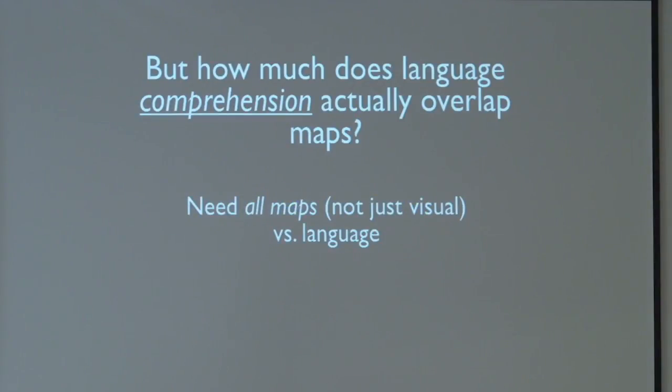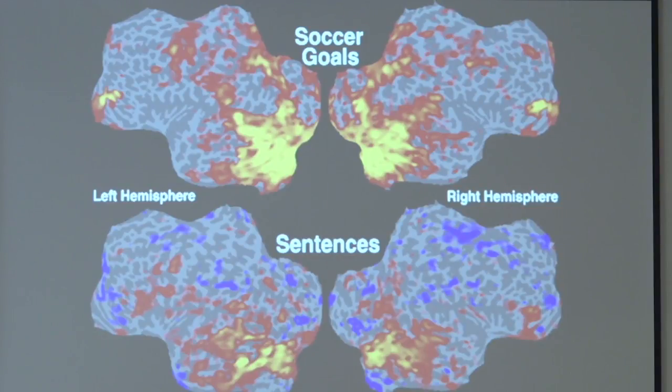But what about language? Arthur will remember also the famous soccer goals experiment. We did a very carefully controlled experiment where we looked at videos of famous soccer goals. I think this is Arthur here. And then compared them to sentences, good sentences, compared to nothing, compared to fixation. And you can see that soccer goals wins. So the linguists and psycholinguists weren't too happy about that. And it didn't include other maps.